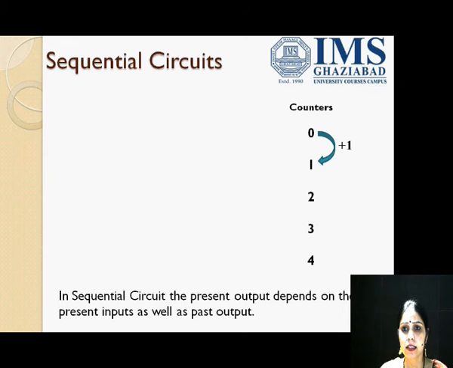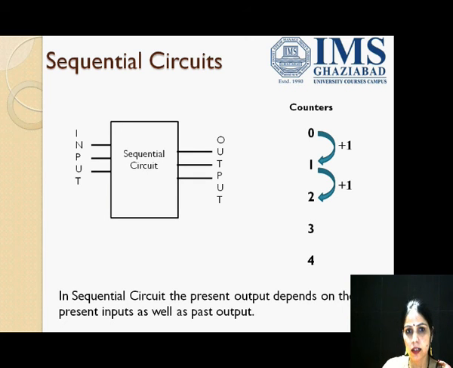That is, the current output 1 here depends on the previous output because we have added plus 1 to the previous output. Similarly, in the next cycle, we get the output as 2. There, we have 1 plus 1. That is, the previous output plus 1 gives the current output.